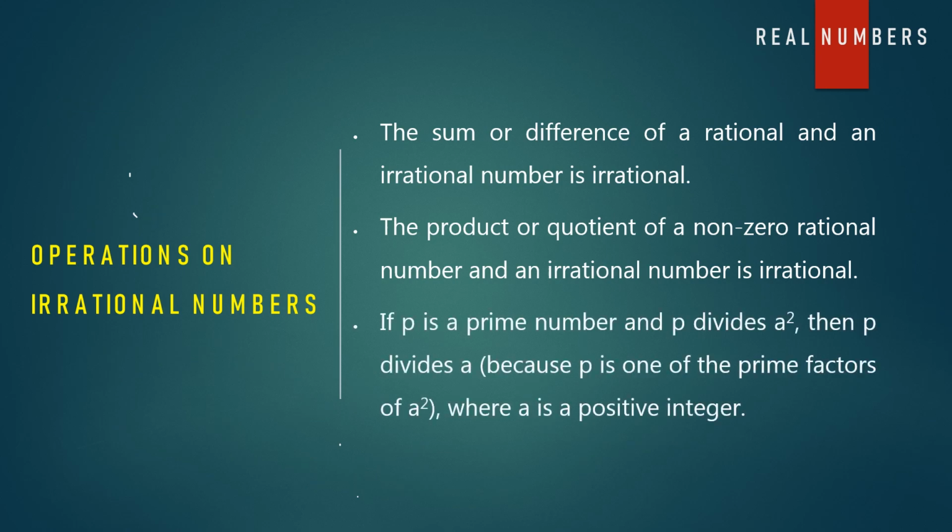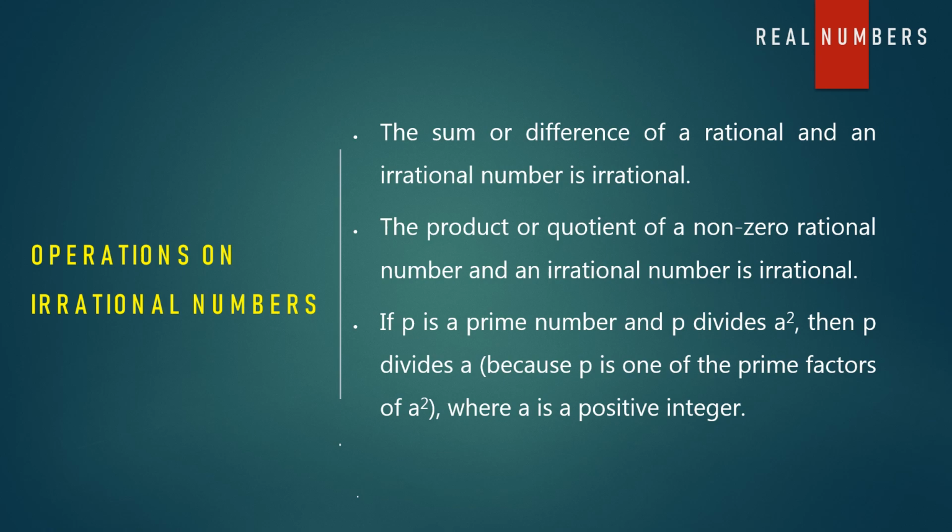Let's see, very important point here. If P is a prime number and P divides A square, then P divides A, where A is a positive integer. Now within the brackets I had given the region which we want to use here. Now let us check this one with some examples.